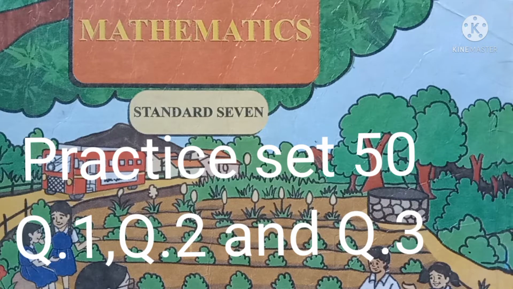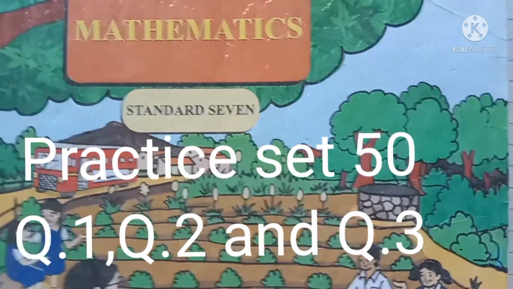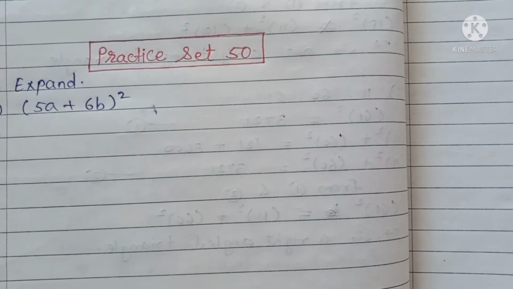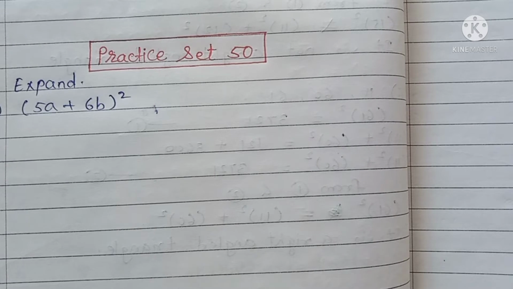Today we are going to solve practice set 50. So let us start. Question number 1. Expand. First problem: (5a + 6b) square.